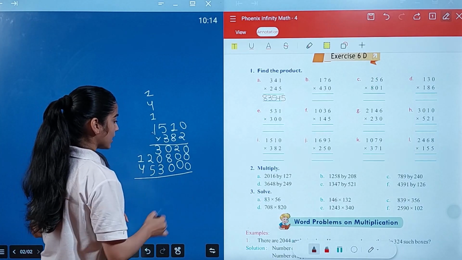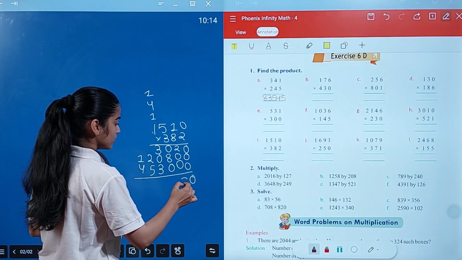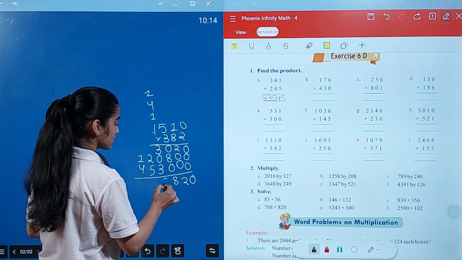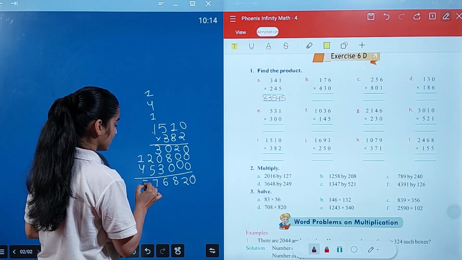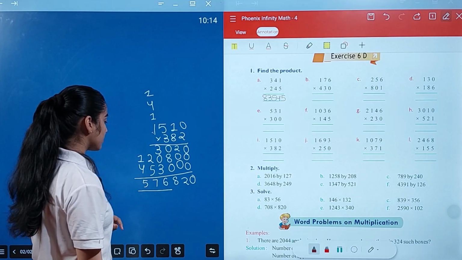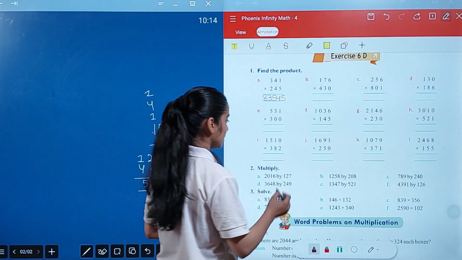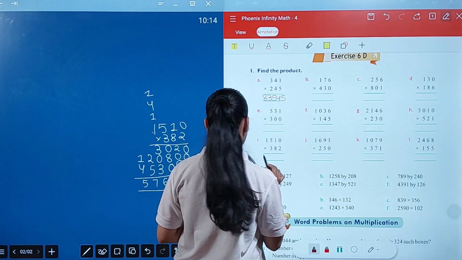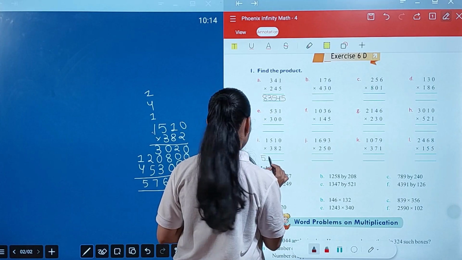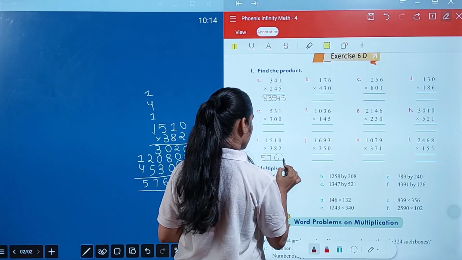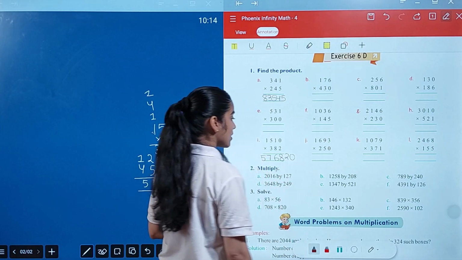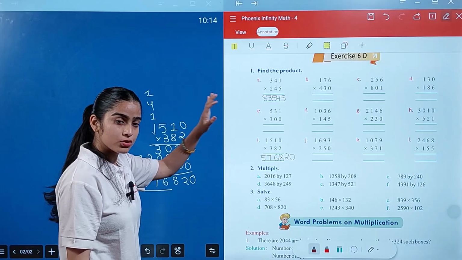Now we have to add this number together, 0, 2, 8, 6, 7, 5. This is your final answer, 5,76,820. So in same way, you have to do the rest of the questions you have.